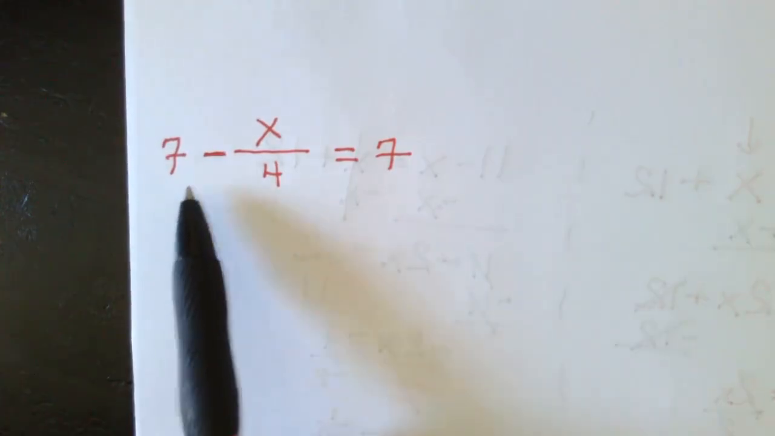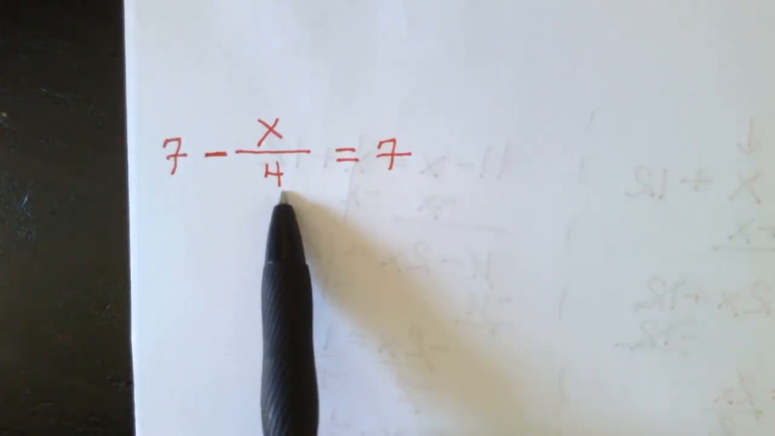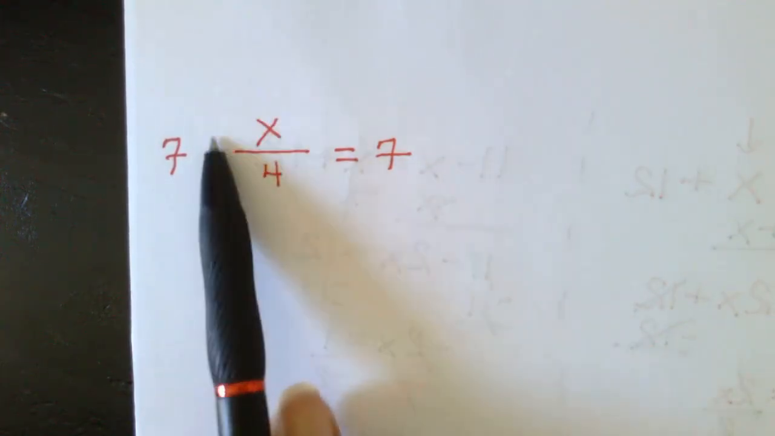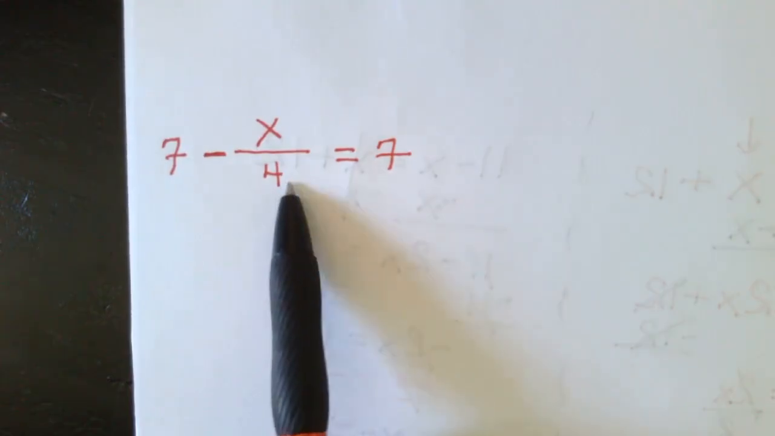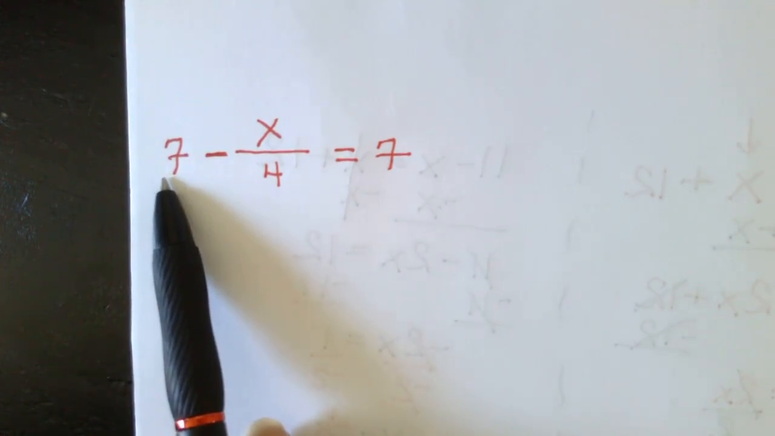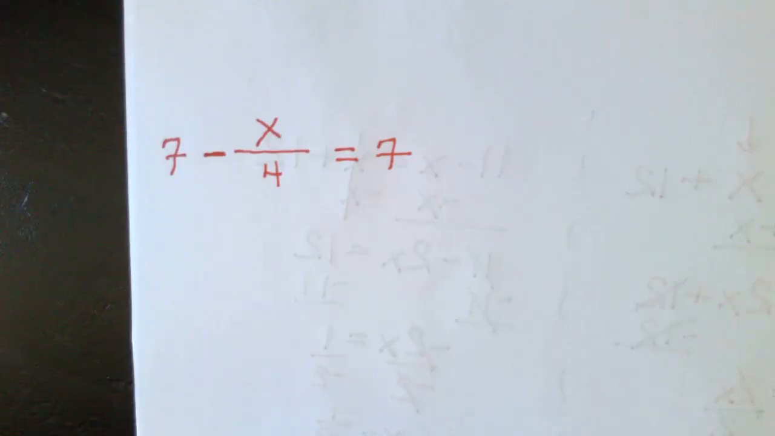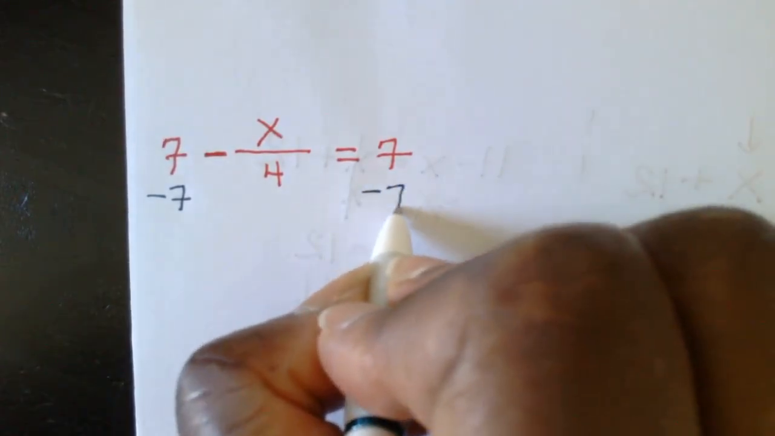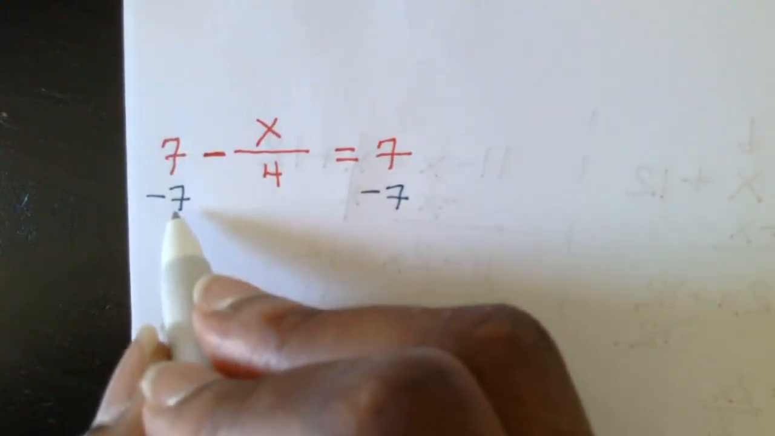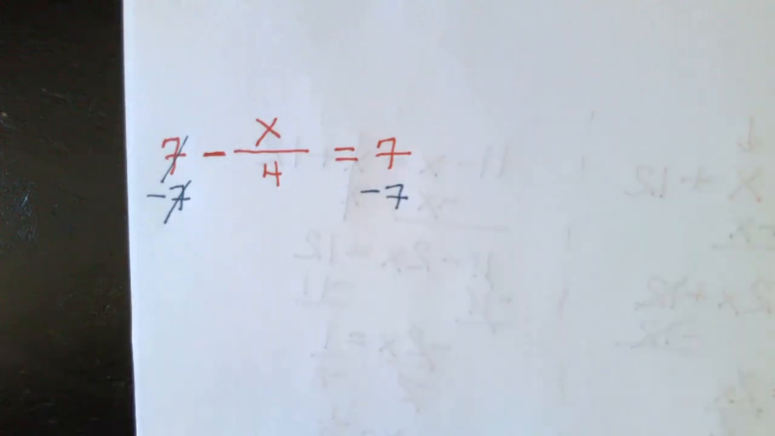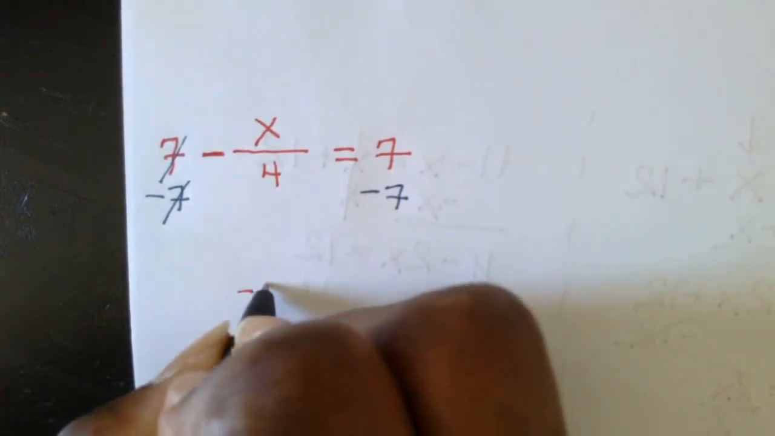So right now, remember our goal is to isolate our x. So we need to get rid of this 7 first. Not this one. This one. Because we want to get x by itself. So we can't touch this 4 because this lovely positive 7 is in the way. So in order for us to do this, we need to do the inverse, which is subtracting 7 on both sides. So 7 minus 7, that gives us 0. But I don't need the 0 on this side because I still have my negative x over 4.